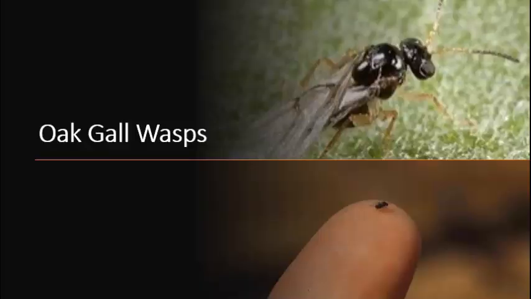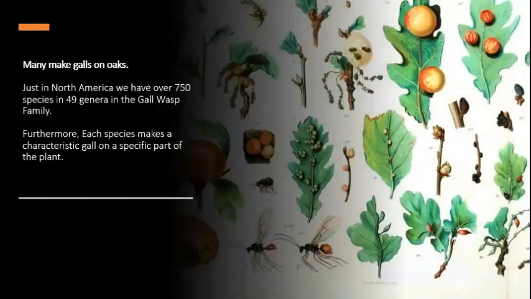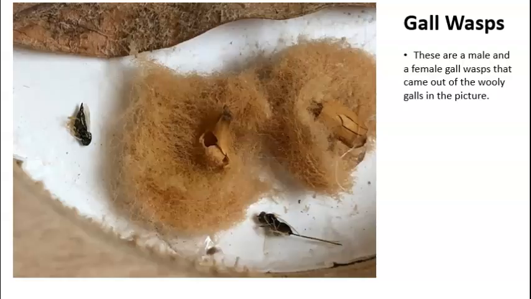Just in North America, we have over 750 species in the Gall Wasp family. 70 species of Gall Wasps make galls on oaks. Each species makes a characteristic gall on a specific part of the plant. Wasps in the Cynipidae family are the main gall causers on oak trees.